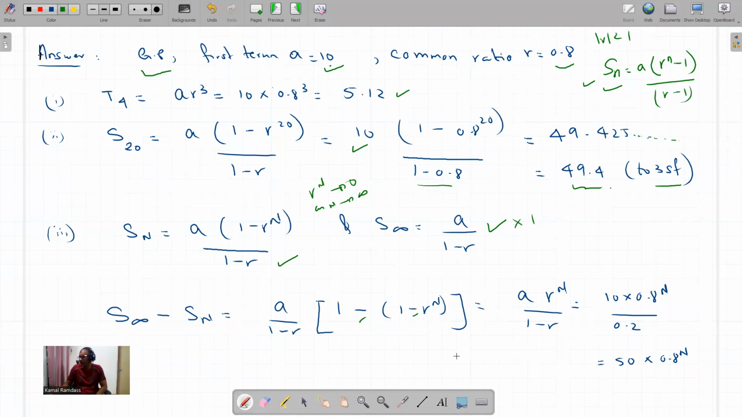And from there, we replace A is equal to 10. 1 minus R is equal to 0.2, R is equal to 0.8. We get 50 times 0.8 to the power of n. OK?